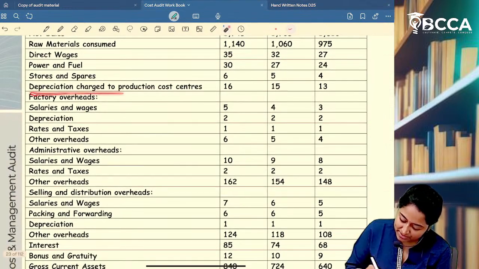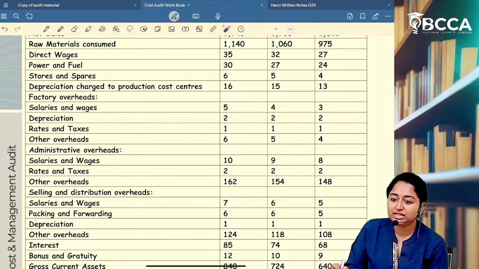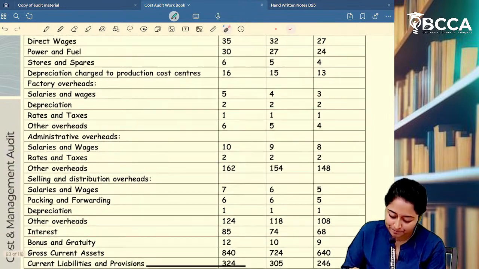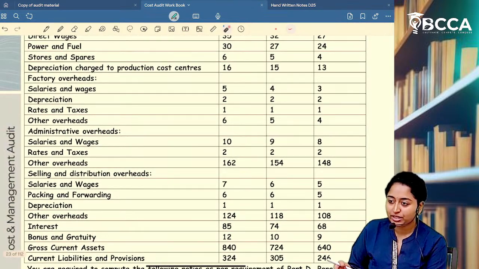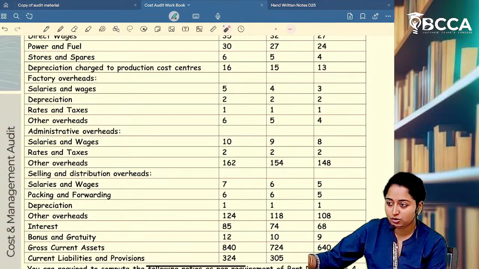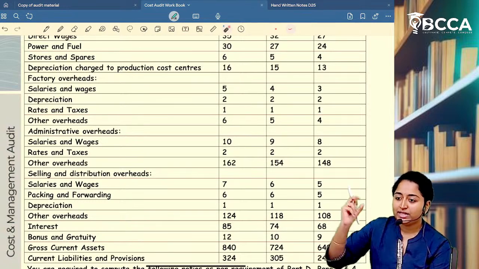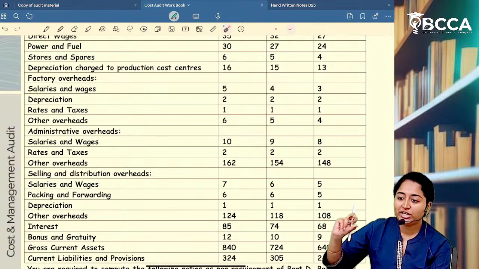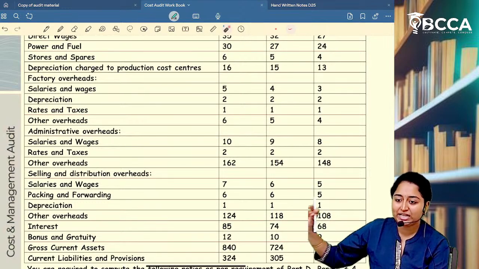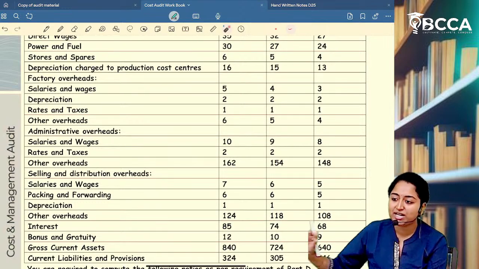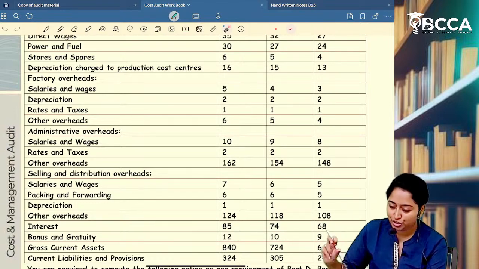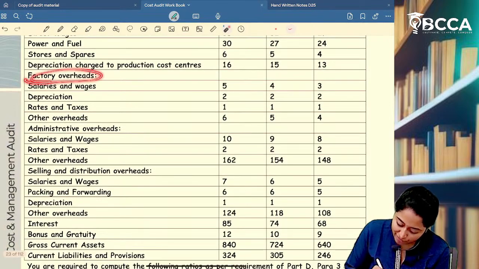Then, depreciation. Will we take depreciation? No, because the note point is given. And at last, after operating profit, you will write that note point down there. Note: in the above calculation, operating profit is based on EBDIT, elimination of depreciation and interest. You will write that note point after calculation of operating profit. Okay? Now, factory overheads.